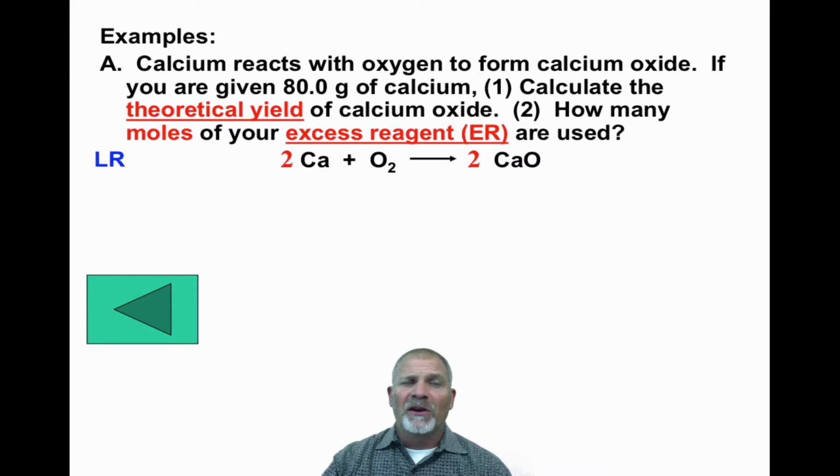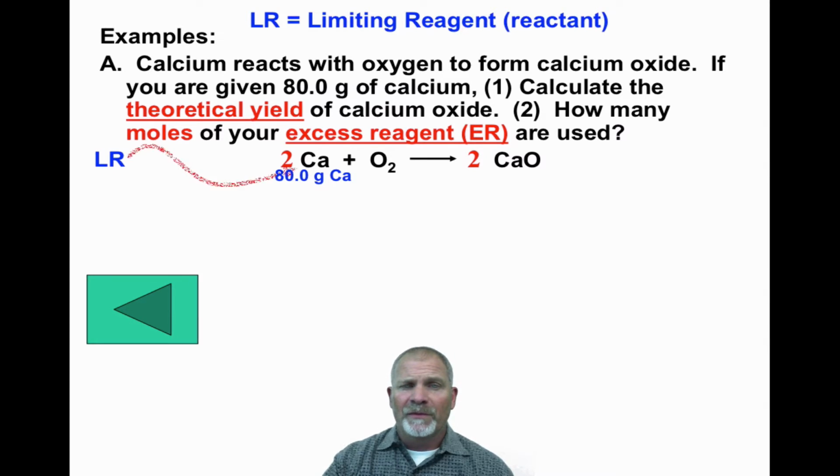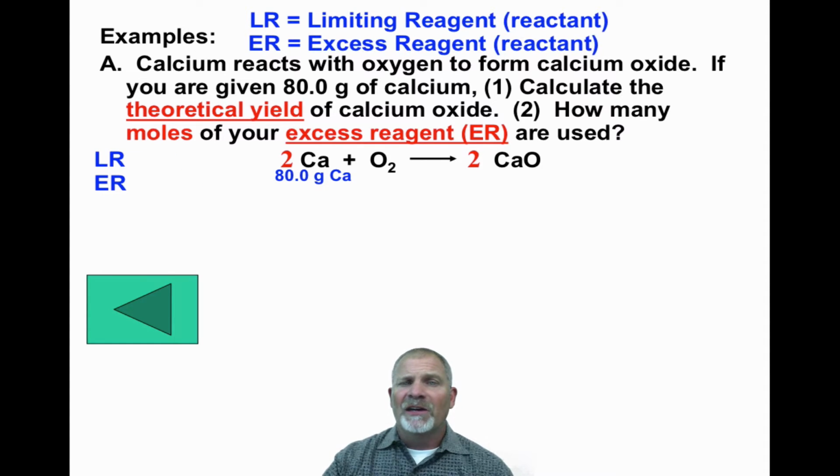In this situation, I understand my limiting reagent is calcium. I don't know anything about my oxygen, so I'm safe to assume that's my excess reagent. So again, calcium is my limiting reagent, that's the value I have. Oxygen is my excess reagent, I have more than I need. The first problem asked me to solve, once my 80 grams of calcium is used up, because that's my limiting reagent, the whole reaction stops, so how much calcium oxide can I form?